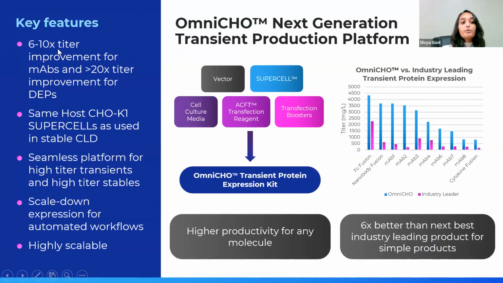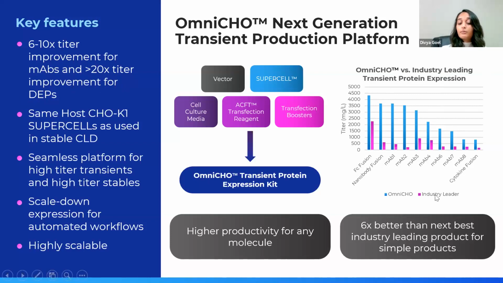Some key features here are that we typically observe about 6 to 10-fold improvement in titer for standard monoclonal antibodies, and over 20-fold increase in titer for what we would consider difficult to express proteins. I'll draw your attention to this graph on the right-hand side. Here we are showing a comparison of expression data at our day 12 harvest time point in the OmniCho system versus the day 12 fed batch production system of an industry-leading transient protein expression platform. Here we have a variety of different benchmark proteins and monoclonal antibodies.